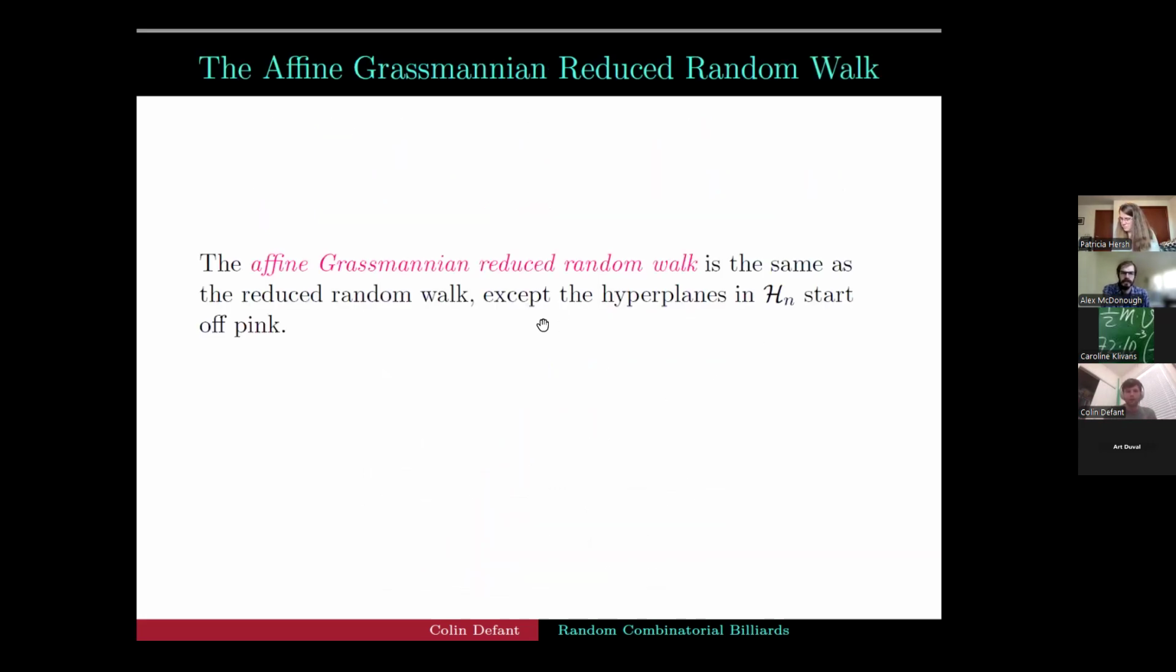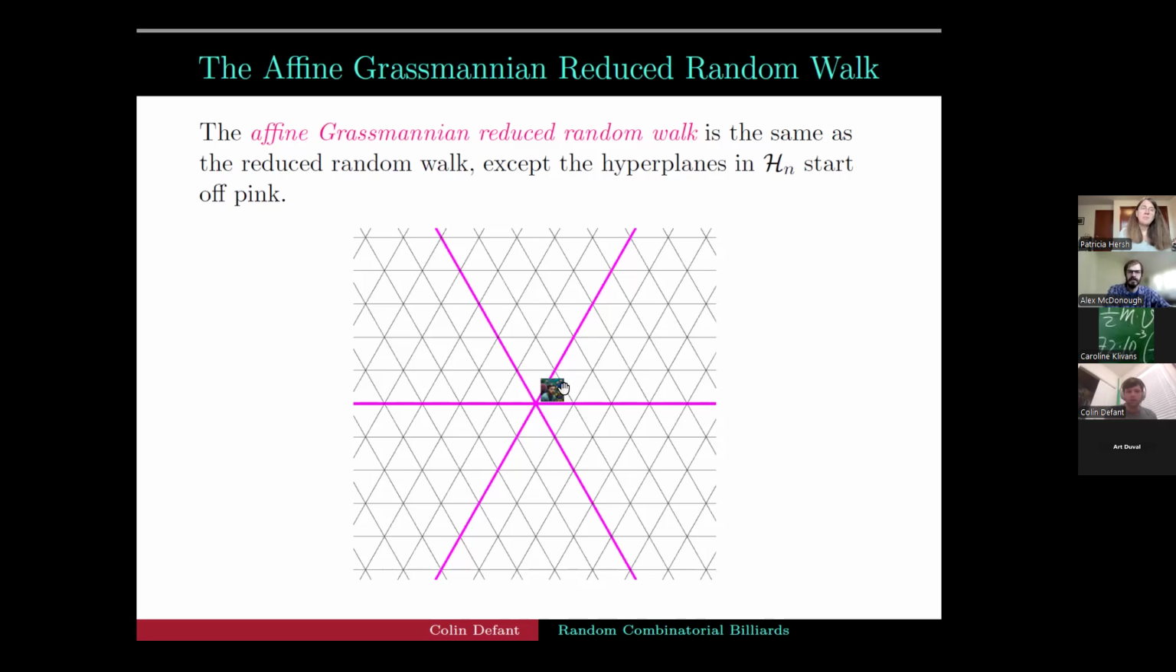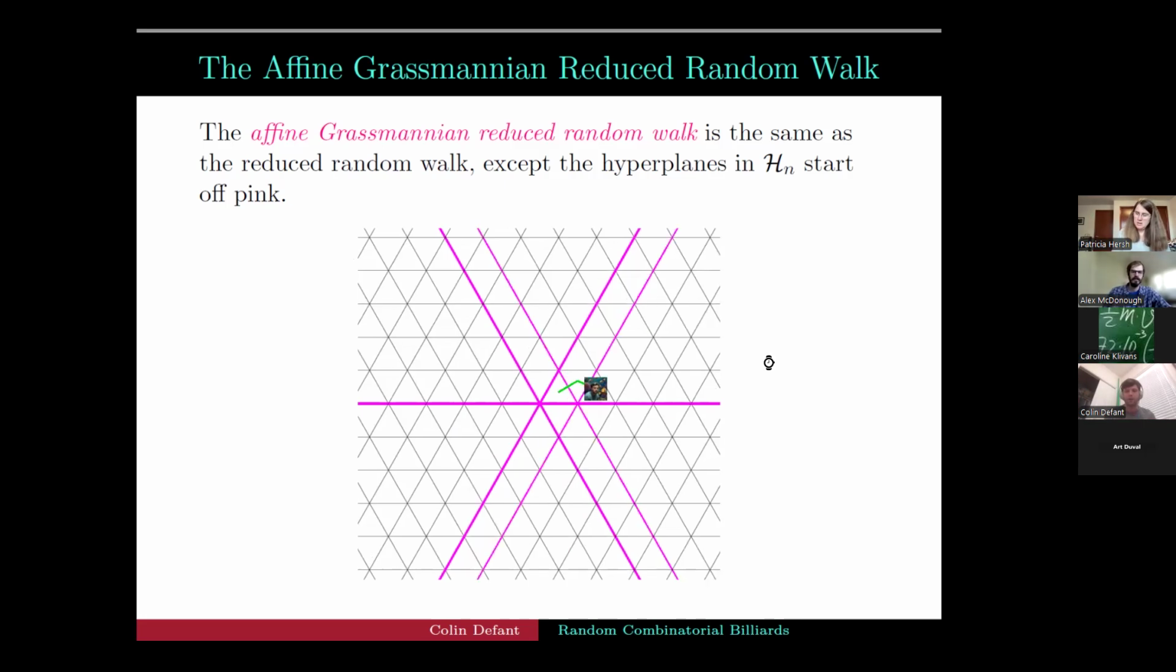There's also a variant of this called the affine Grassmannian reduced random walk. You can think the words affine Grassmannian basically just mean fundamental chamber in this talk. So the point of this is it's the same rules as on the previous slide, except we're not allowed to leave the fundamental chamber. Another way of saying this is that you imagine the hyperplanes in the finite braid arrangement start off being pink. So here's a picture, again, me with the fish, and these thick black lines start off being pink. And I'm going to do the same thing as before, where at each step I just choose an adjacent alcove and try to move there, except I can't go through a pink line. So I'm going to end up walking along something like this, going off to infinity.